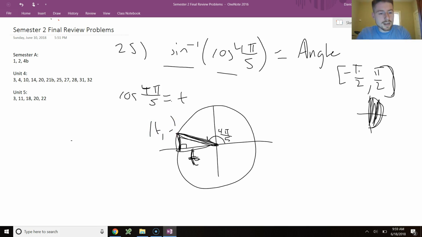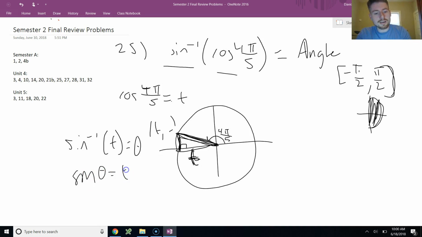And now we want to find sine inverse of t, and that's going to equal some angle. It's equal to the angle theta, where sine of theta is equal to t. And so where is that? t is a negative number, and that means that our y-coordinate has to be down here. So here's a y-coordinate of t. And the angle is between negative pi over 2 and pi over 2, and so that means that our angle is in quadrant 4.